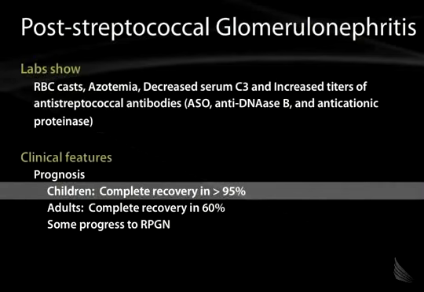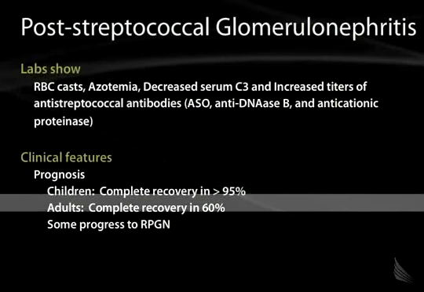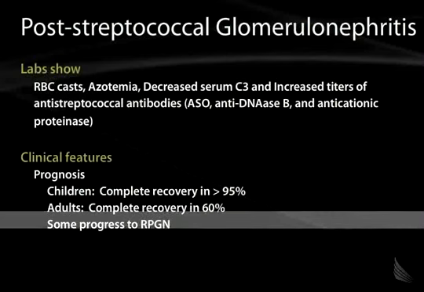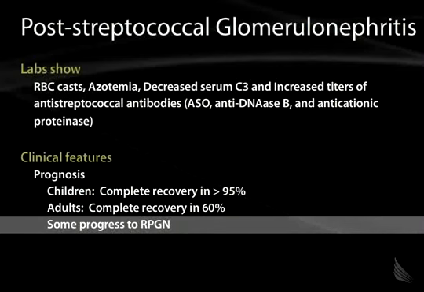Clinical features of this disease: in children, there's typically a complete recovery in greater than 95% of the cases. Adults don't do as well. They only completely recover in about 60% of the cases. And a subset of those who don't recover may progress to this rapidly progressive glomerulonephritis that I described earlier.